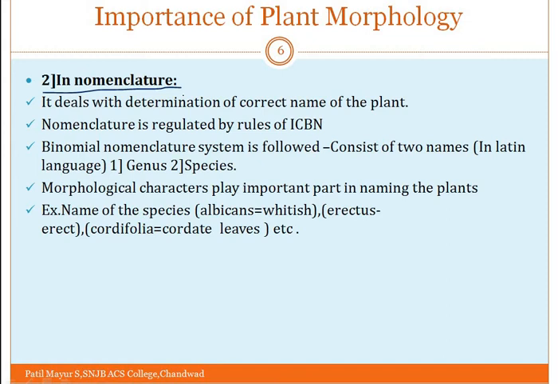Okay, so my name is Mayur, your name is Sujit or Sneha. Each and everyone is identified by their names. In plants also, plants follow a particular naming system, that is called the binomial nomenclature system. This nomenclature system deals with the determination of the correct name of the plant.